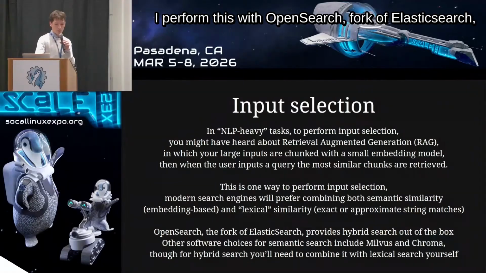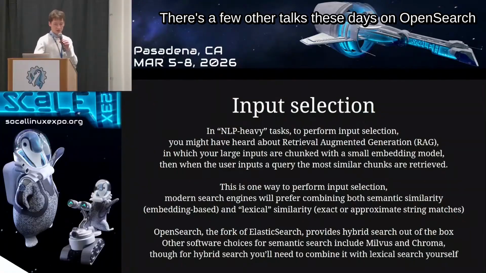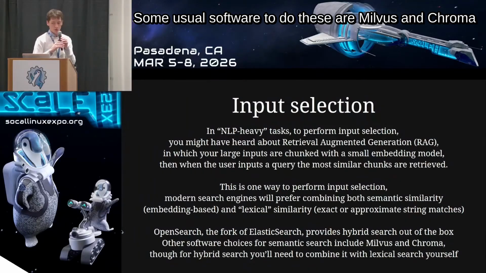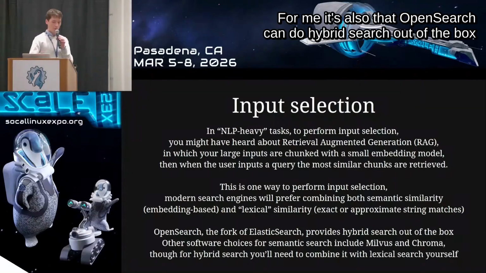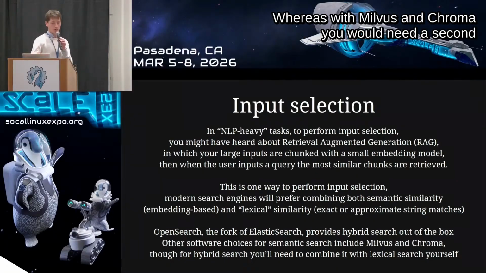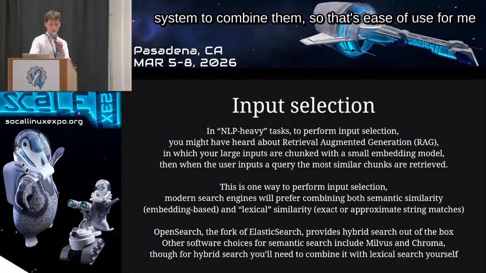I performed this with OpenSearch, a fork of Elasticsearch. There's a few other talks these days on OpenSearch. Some usual software to do these are Milvus and Chroma. There was a nice talk comparing the performances between all these different choices. For me, it's also that OpenSearch can do hybrid search out of the box, whereas with Milvus and Chroma, you would need a second system to combine them. So that's ease of use for me.